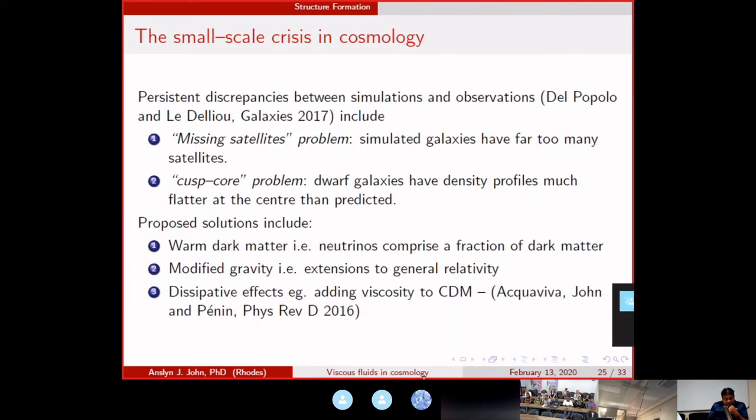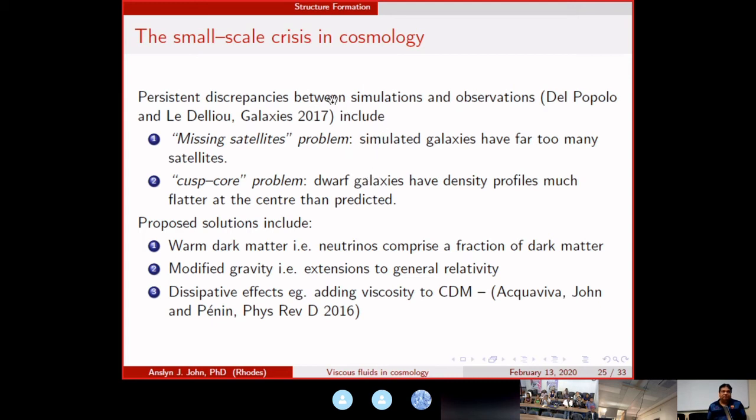Okay, so the structure formation scenario is quite successful. It accounts for the current distribution of galaxies in the universe. However, there are a number of persistent discrepancies between what our simulations produce and what astronomers observe. There's a very nice summary in this paper by Del Popolo and Le Delliou. And these problems have been collectively termed the small-scale crisis in cosmology. There's always a crisis or a tension in cosmology, and it's the sign of a healthy subject that there's always some sort of discrepancy with observations. So it certainly means there's a lot of work to be done. So don't panic when people tell you about crises or tensions in cosmology. It just means there's a lot of work to be done.